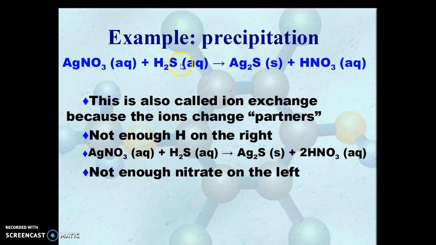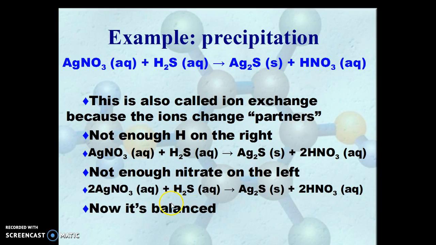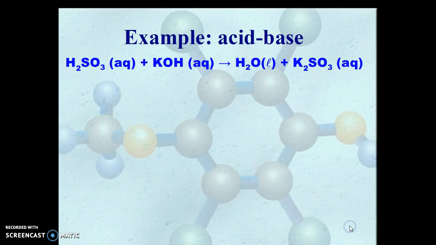There's not enough nitrate now on the left because we've doubled the nitrate on the right. So we double the silver nitrate, and now the reaction is balanced.